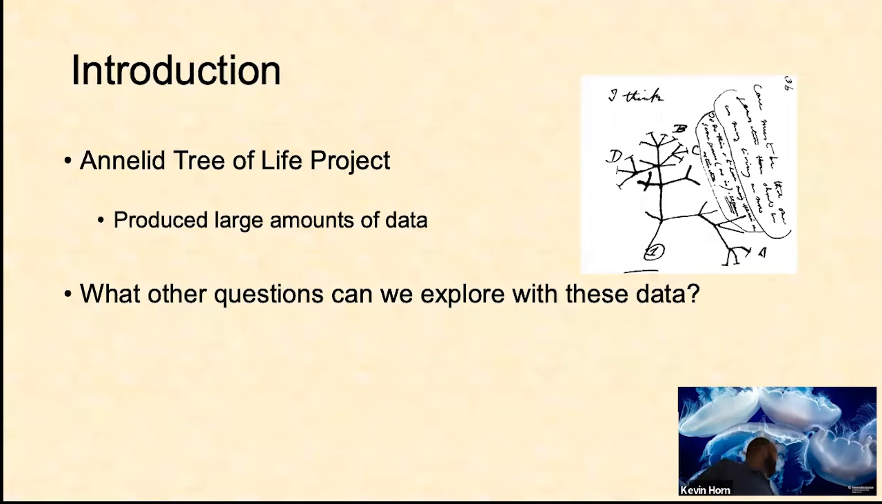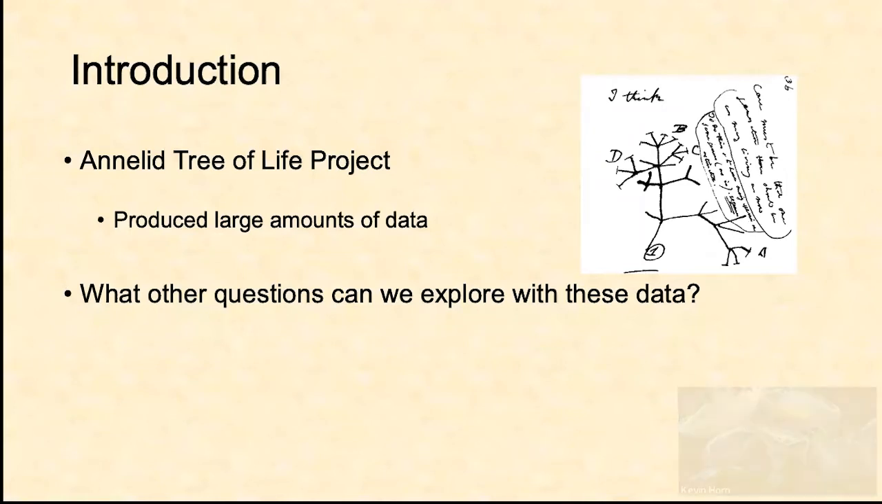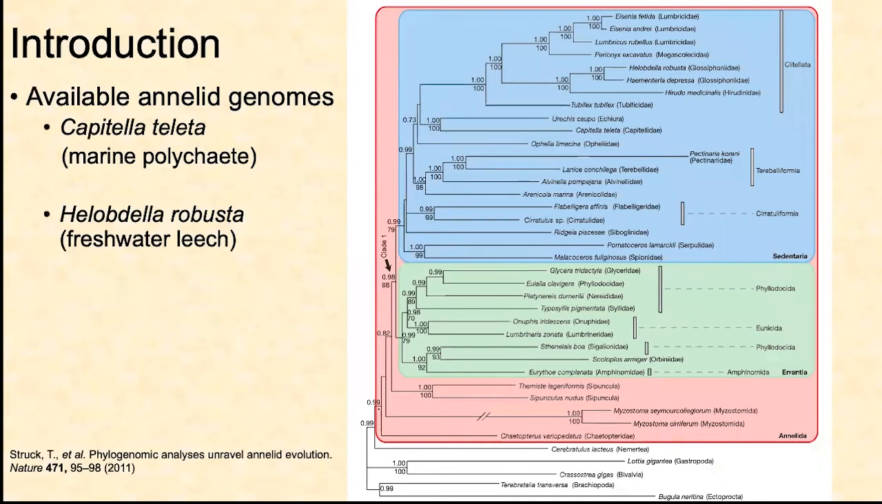So the first thing I looked for is to see what genomes were publicly available for annelids. And what I found was there were two well-annotated annelid genomes out there, Capitella teleta and Helobdella robusta. These are cool. There's Capitella right there. This is a small annelid phylogeny, and there's Helobdella. And one of the things I thought right away was this is a really cool sample because it spans the major marine-freshwater divide in annelids, right?